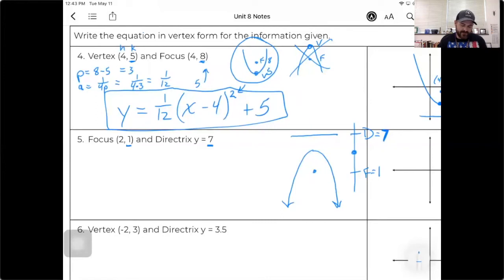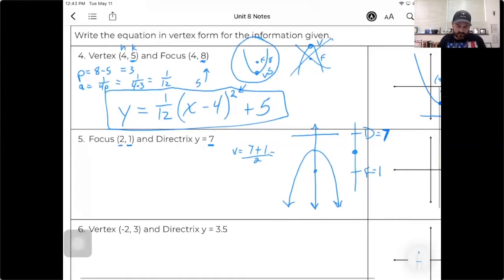So the y value of my vertex, I'm going to do 7 plus 1 divided by 2, because I don't need to worry about the x's. The x's all line up. The x's are going to be the same either way. I know my x coordinate is going to be 2. So 7 plus 1 over 2. 7 plus 1 is 8. 8 over 2 is 4. That means the vertex is the ordered pair (2, 4). So I know h is 2, k is 4.